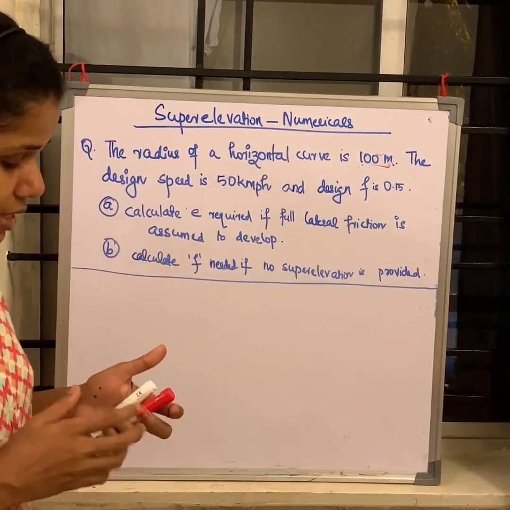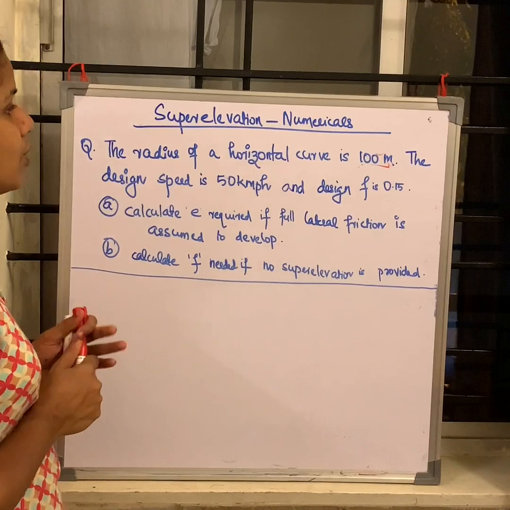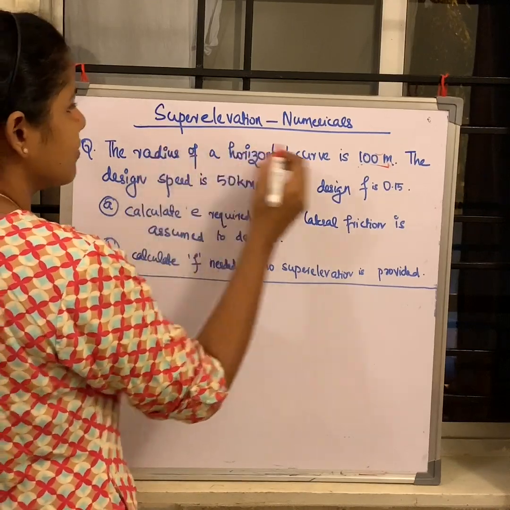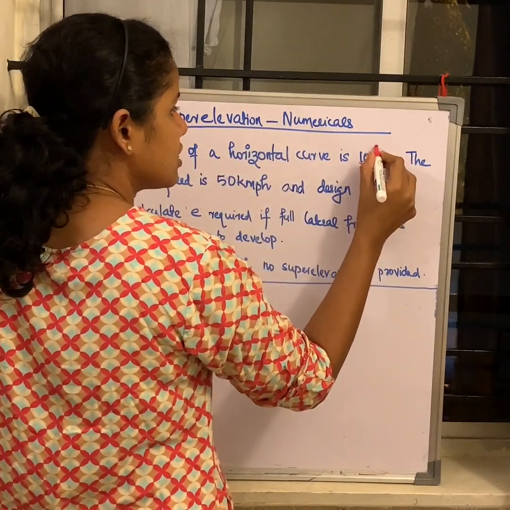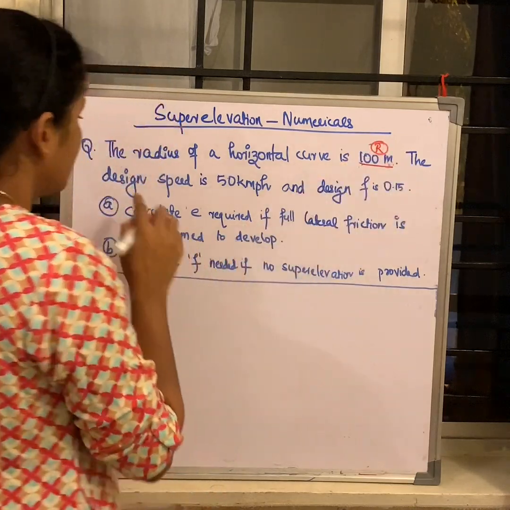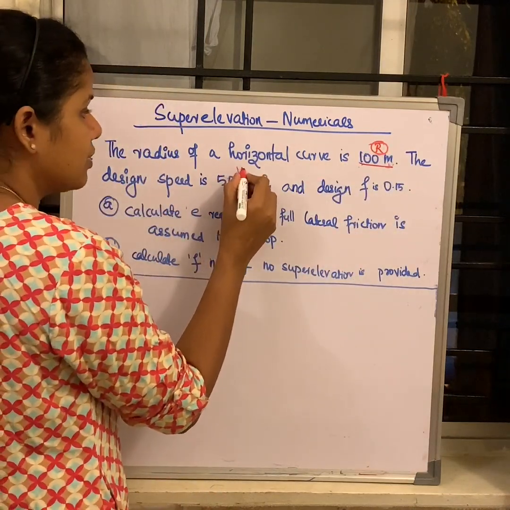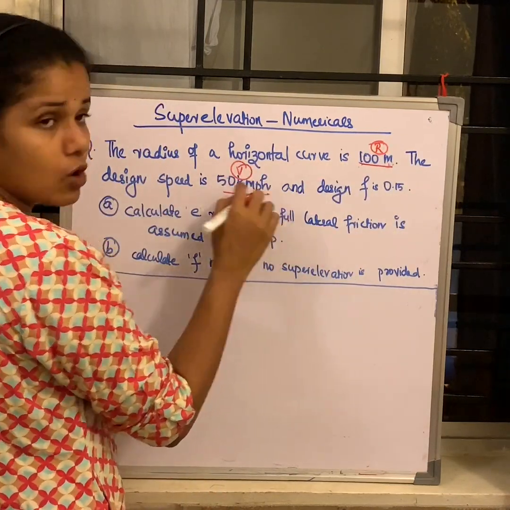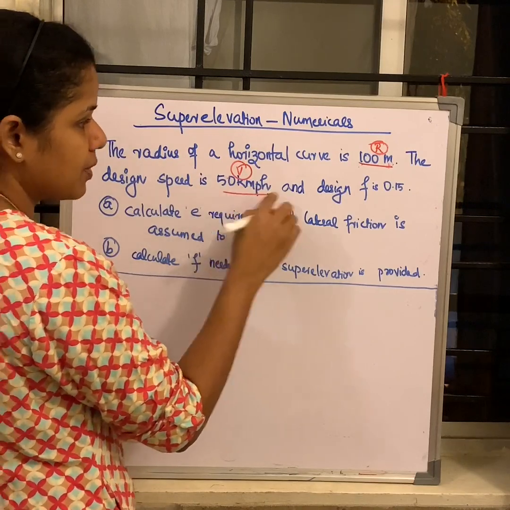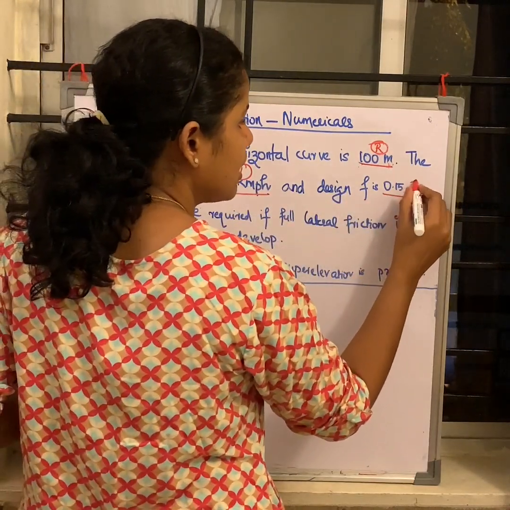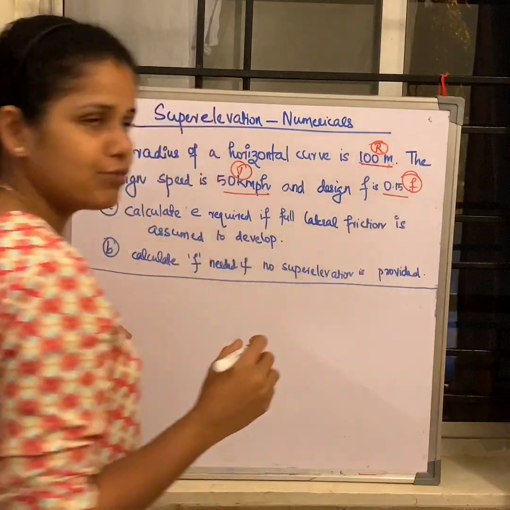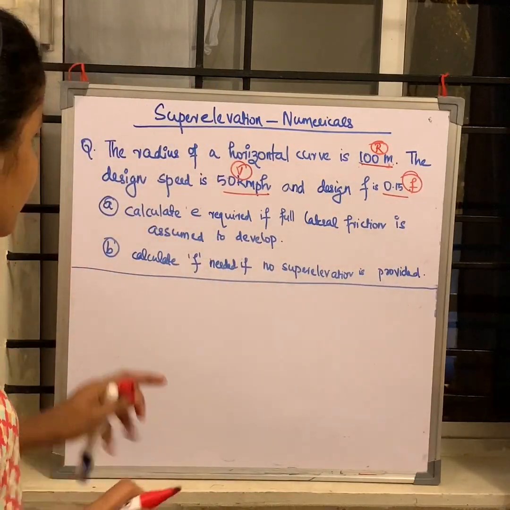Let's now understand it. What is the given data? Radius R is given as 100 meter. The design speed, that is V, is in kilometer per hour, so 50 kilometer per hour. And the coefficient of friction f is given as 0.15. Three data are given to you.